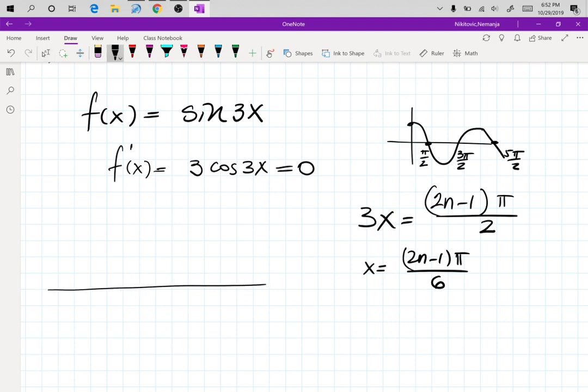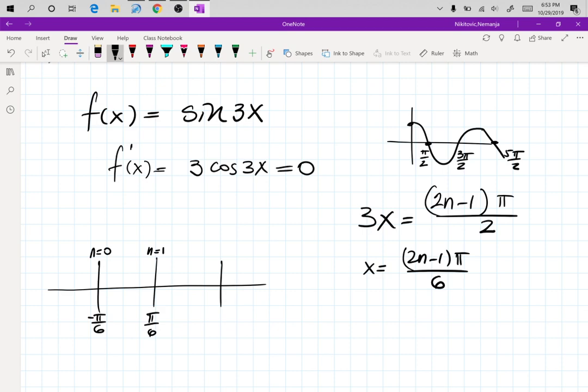So we're just going to do a few partitions, because we all know that this is a wave that will go up and down, up and down, up and down. So we know they will alternate. So what am I going to do here? Well, let's pick the first one to be for n equals 0. If n is equal to 0, we have negative pi over 6. And then for n equals 1, we have pi over 6.